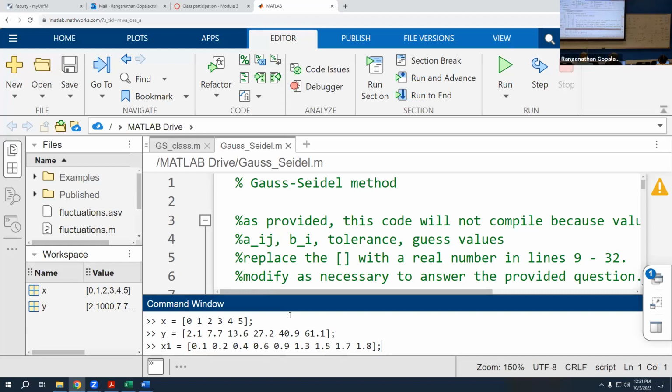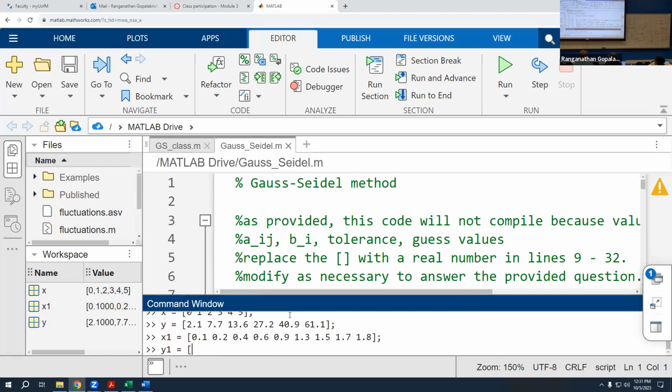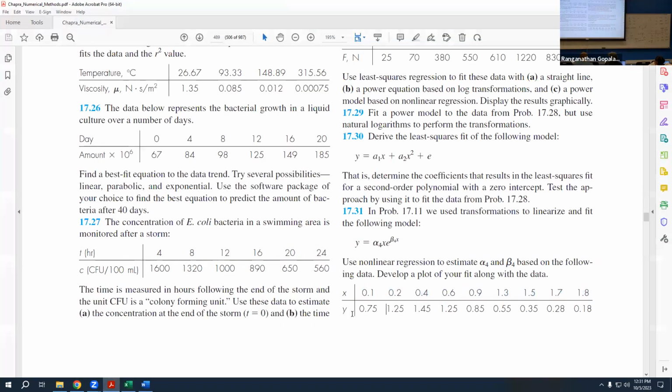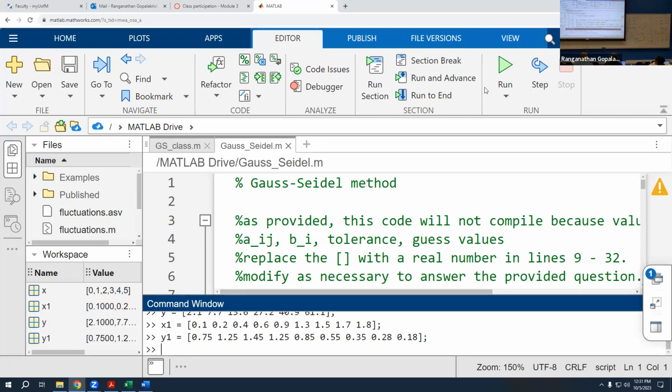I'm just calling it x1 because I already used the name x. If you want, you can use x again, it's okay. Then I'll define y1 equal to open square bracket these values. So I have x1 and y1 entered into the workspace, the computer's memory. If you are up to here, the next step continues in the curve fitting app.